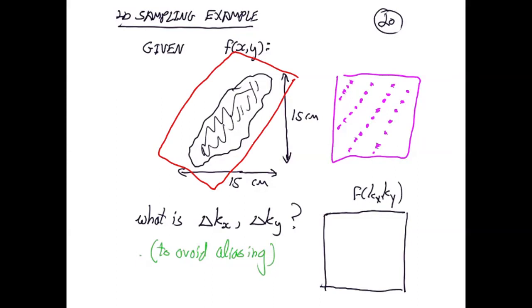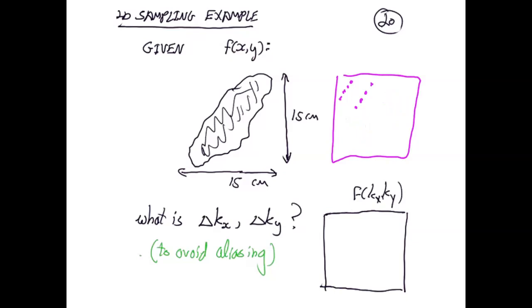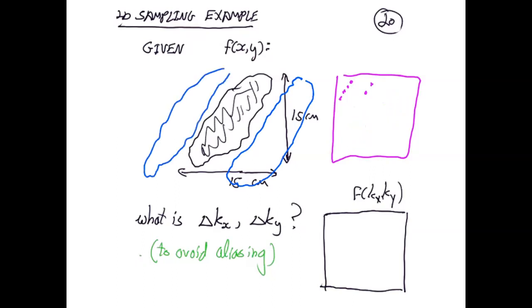And in fact, even if I didn't do this type of sampling, if I actually sampled at 1/5 centimeter in the X direction and then 1/15, what it would say is that I'm going to get a replica. The second replica is going to be like here and like here, and they're actually not going to overlap. But I'm going to see the replica inside my square image.